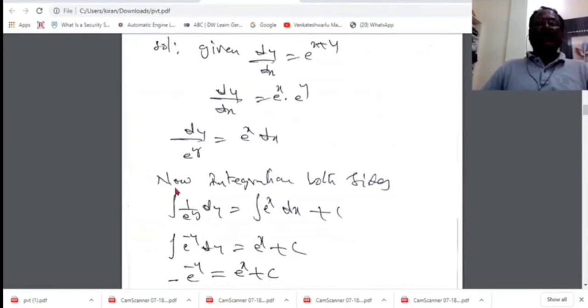Now, integration on both sides. Now integration of 1 by e power y into dy is equal to integration of e power x dx plus c. Now 1 by e power y is replaced by e power minus y, so integration of e power minus y into dy is equal to integration of e power x, which is e power x plus c. Here c is the integration constant.